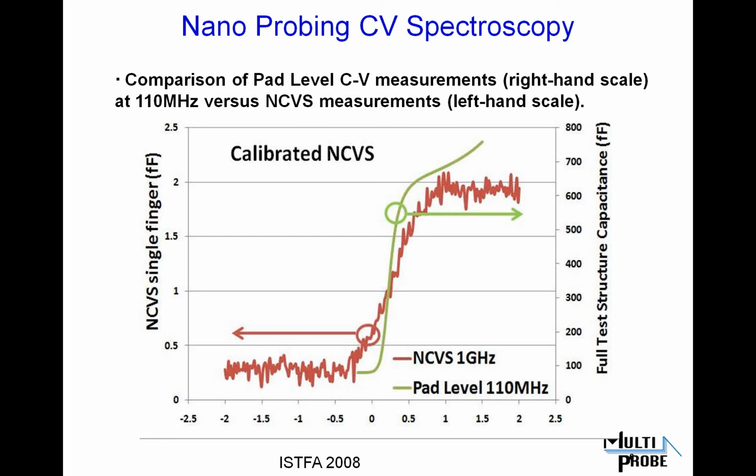But again, this is a first case study. There is another couple of things I want to draw your attention to, though. One is that the top of the accumulated part of the NCVS curve is quite flat, which is what it's supposed to be. The green curve shows a little turn up when it's in accumulation, and the reason for that is something that these kinds of test structure measurements of capacitance struggle with, and that is because of leakage in the very thin gate oxides.